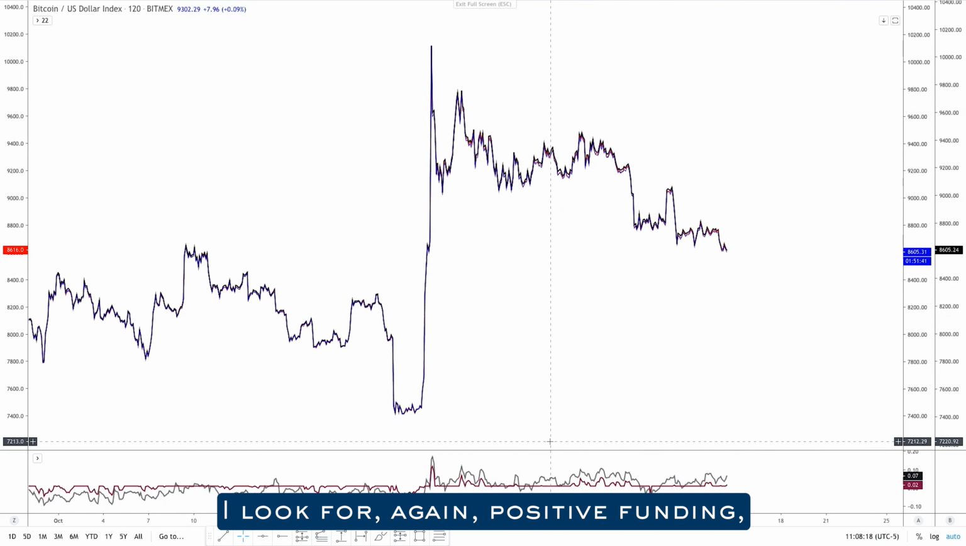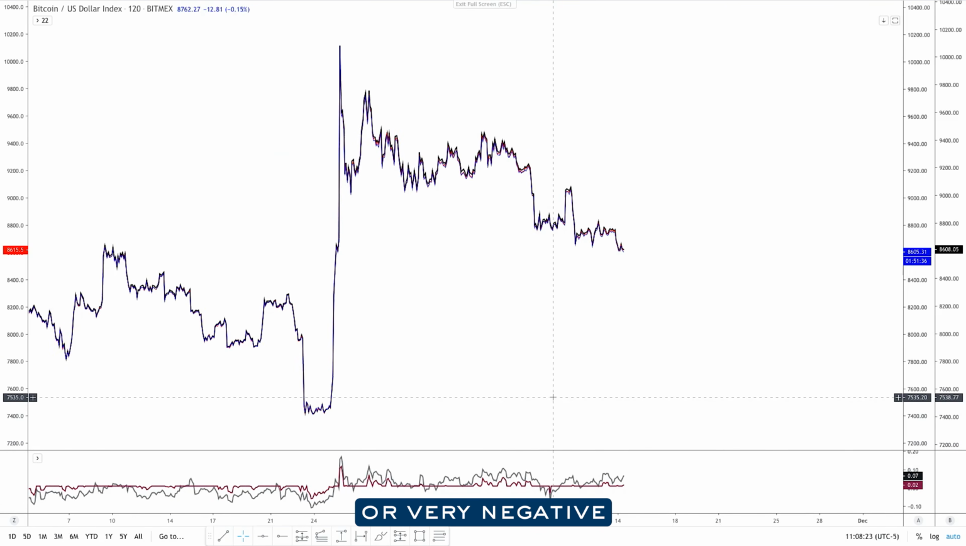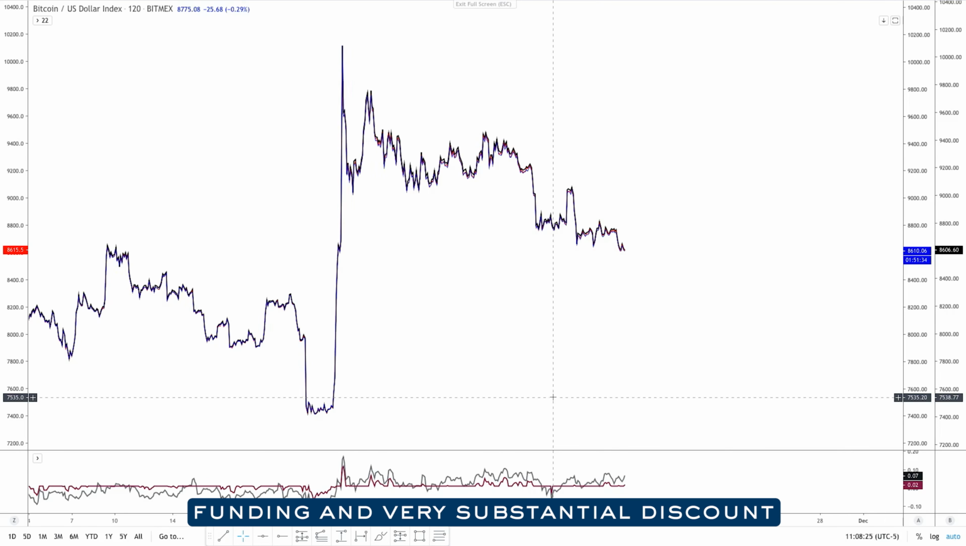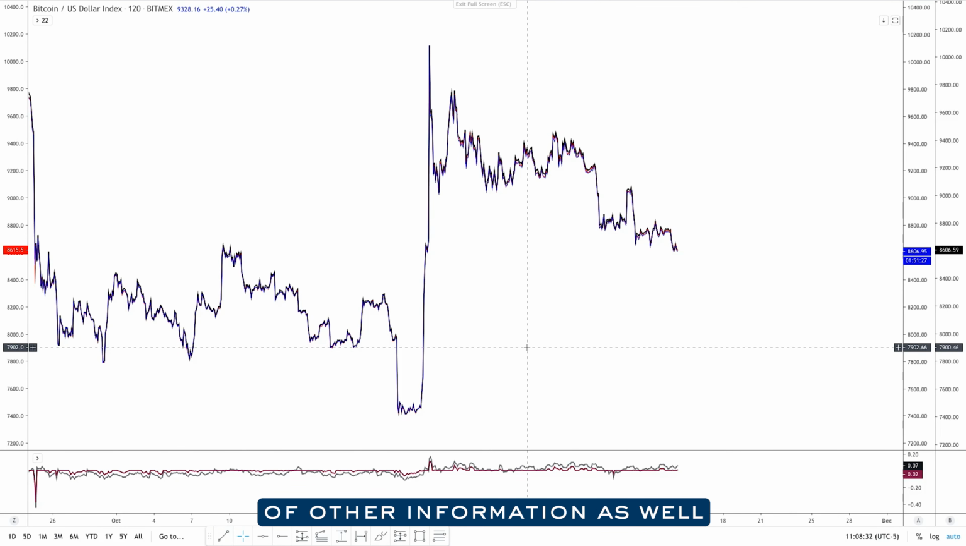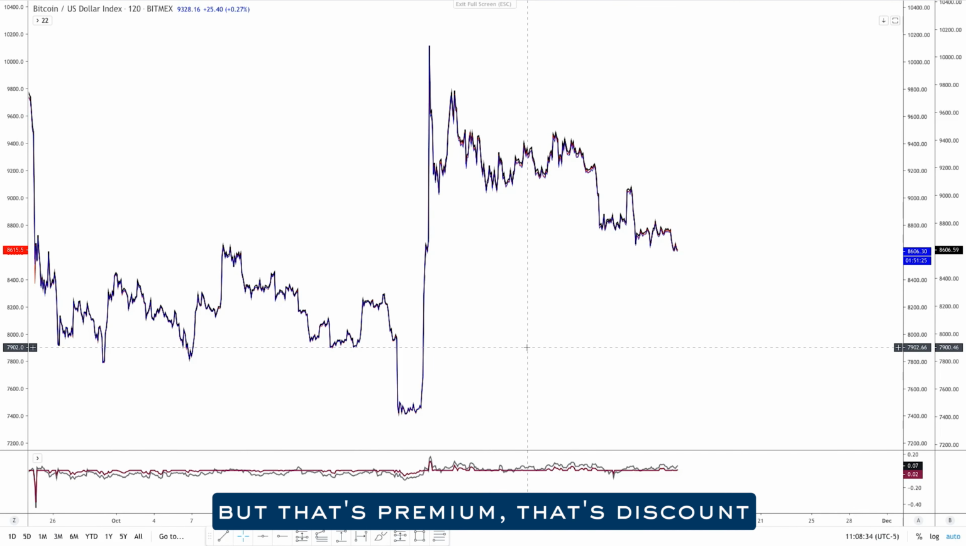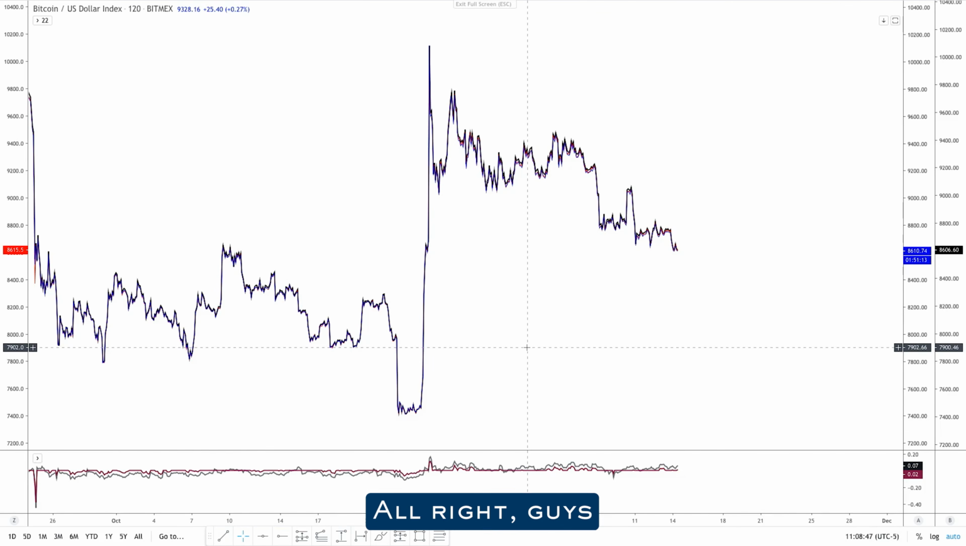I look for, again, positive funding and high premium, or very negative funding and very substantial discount, okay, with consideration of other information as well, so never just on its own. But that's premium, that's discount. So again, just a quick recap. A premium is when the futures price is above the spot price. This means that there's a negative basis, and a discount is, again, when the futures price is trading below the spot price.